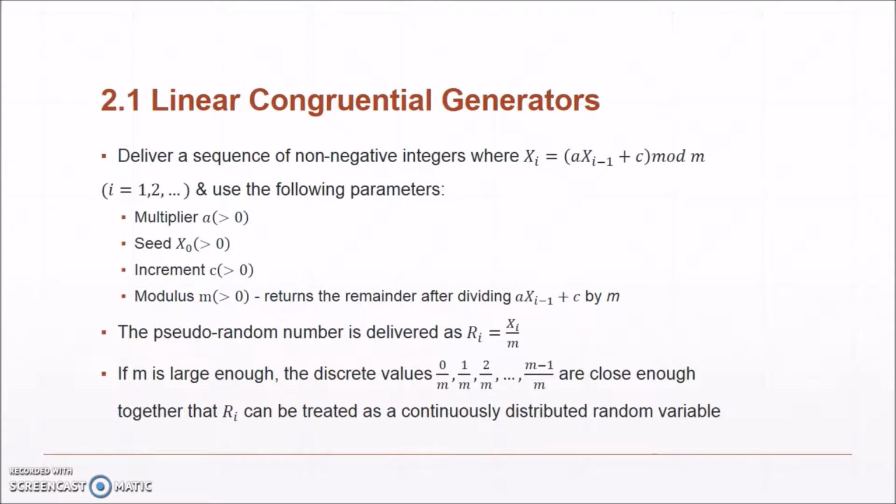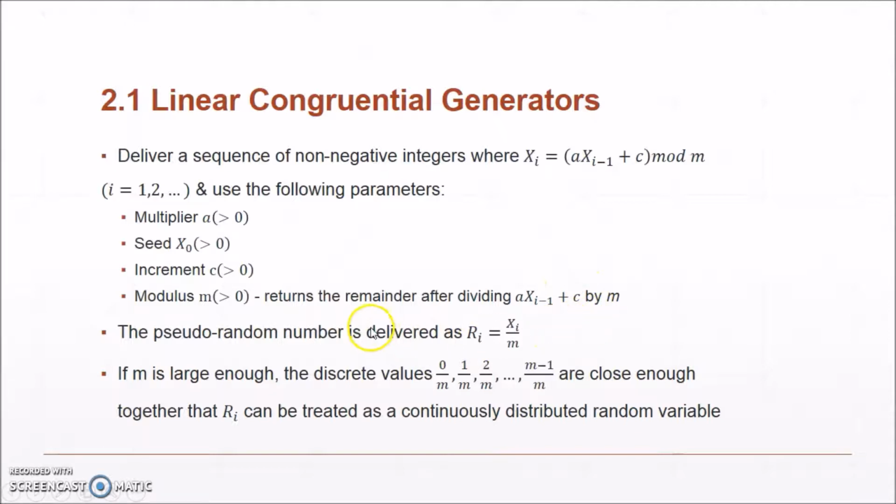And so what these generators do is deliver a sequence of non-negative integers where x sub i is going to equal a times x sub i minus 1 plus c, mod m. It also uses the following parameters, which we saw up here. So a is the multiplier, x sub 0 is going to be our seed, so that's our initial value we're starting with. Then c is going to be our increment, and mod m returns the remainder after dividing the multiplier times x sub i minus 1 plus c by m.